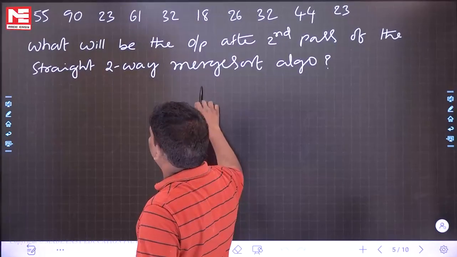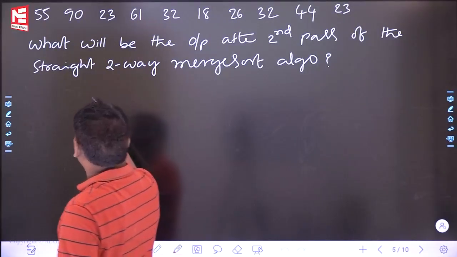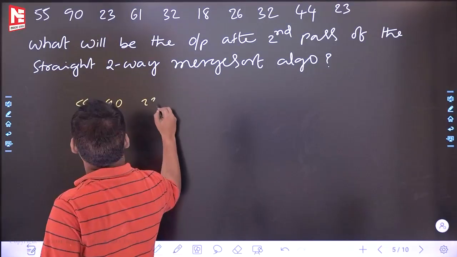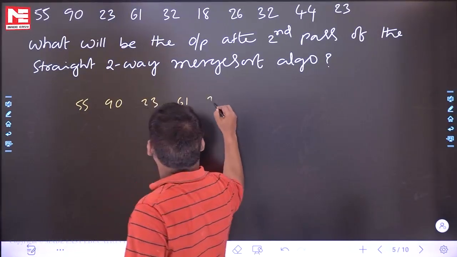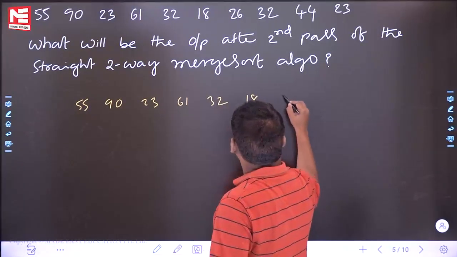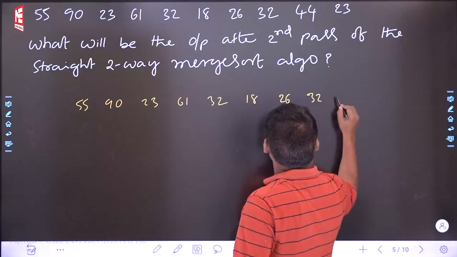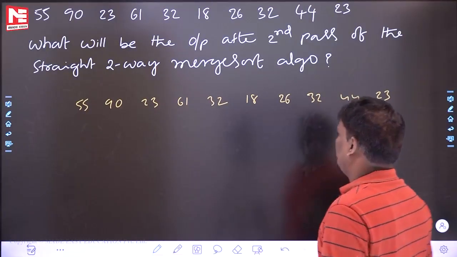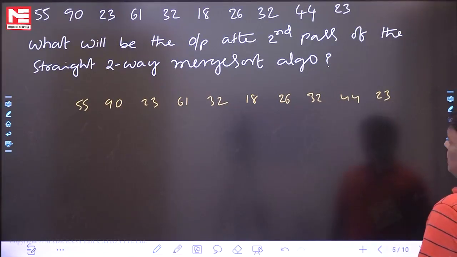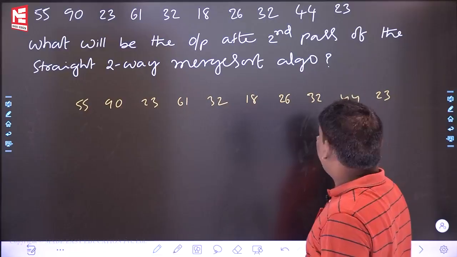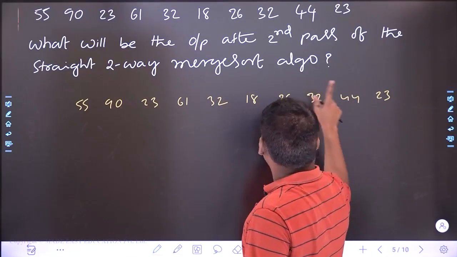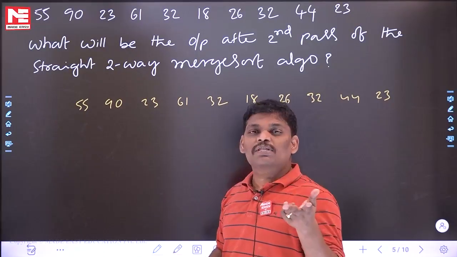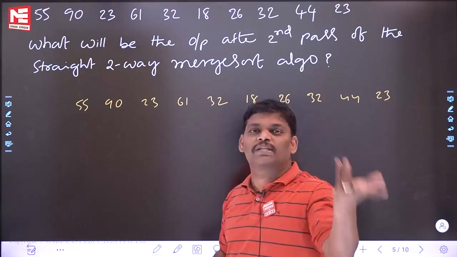Let me take the array once again. 55, 90, 23, 61, 32, 18, 26, 32, 44, 23. This is the array. If you apply the straight two-way merge sort algorithm, after the second pass, what will be the output? What is the name of this algorithm? Is it merge sort or straight two-way merge sort algorithm?